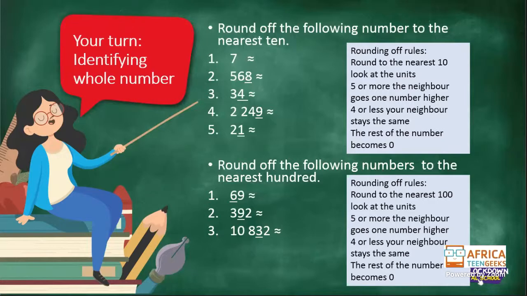So let me look at the answers. The first one is 10. That's correct, because 7 is bigger than 5. So what is the answer for number 2? We have 568. I see 570 from Mukumo, Sri Mukona, and Adele. That's correct. The correct answer is 570. And for number 3, we have 34. So what is the correct answer? 30. Everyone agrees. 30.